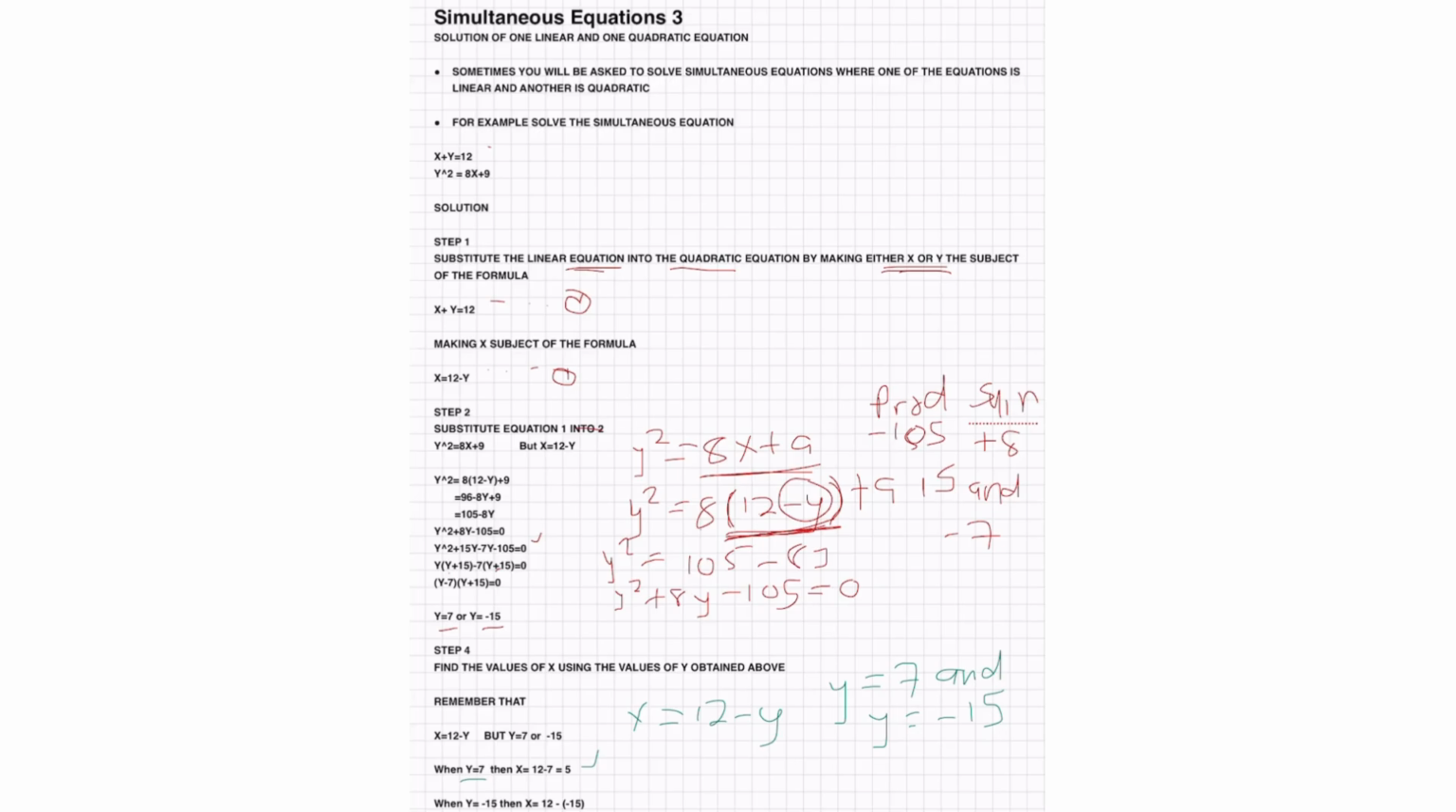When y equal to minus 15, x equal to 12 minus, and y equal to minus 15. So multiplying minus and minus, you're finally going to get a positive sign. So what this means is that x equal to 12 plus 15, and x equal to 27. Therefore, when x equal to 5, y equal to 7, and when x equal to 27, y equal to minus 15.